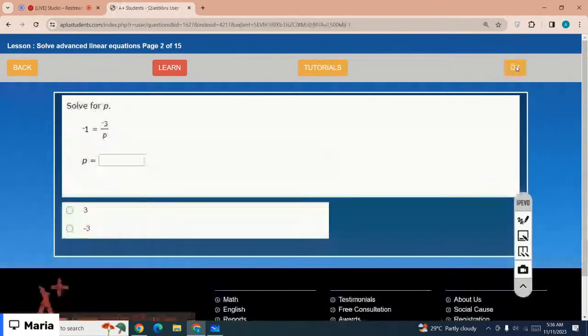Okay, the next one is negative 1 equals negative 3 over p. So which is the correct option? The correct is p equals 3, right? The correct option is p equals 3. Option number 1 is the correct option.